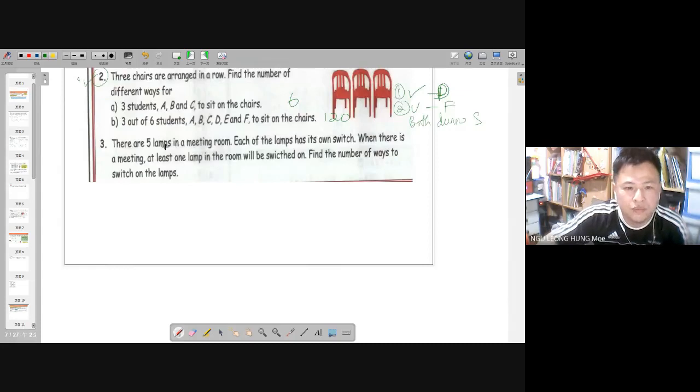You see, we have 5 lamps in the meeting room. Each one has a switch. Let's say the first one, 1, 2, 3, 4, 5. How many options for the first one? It's either on or off, right? So how many options for the first one? Tell me.